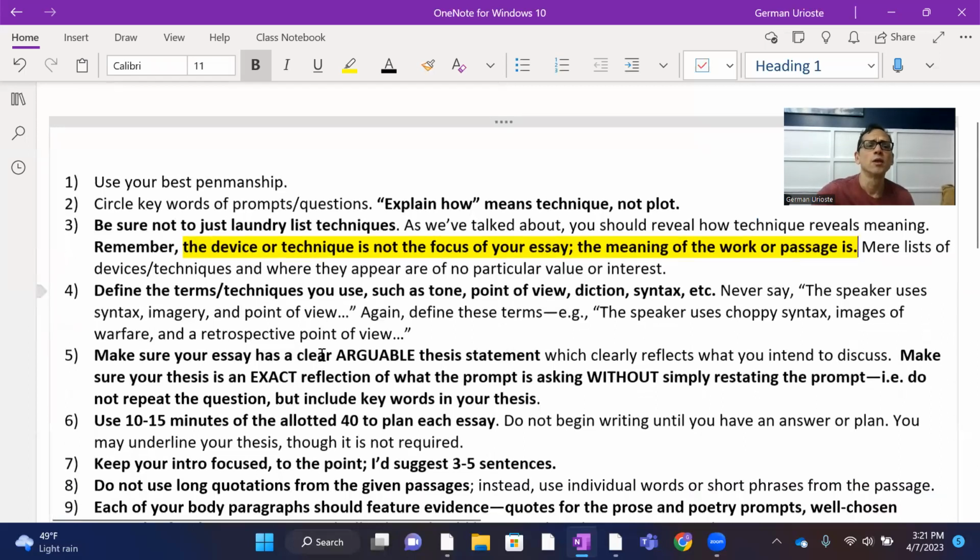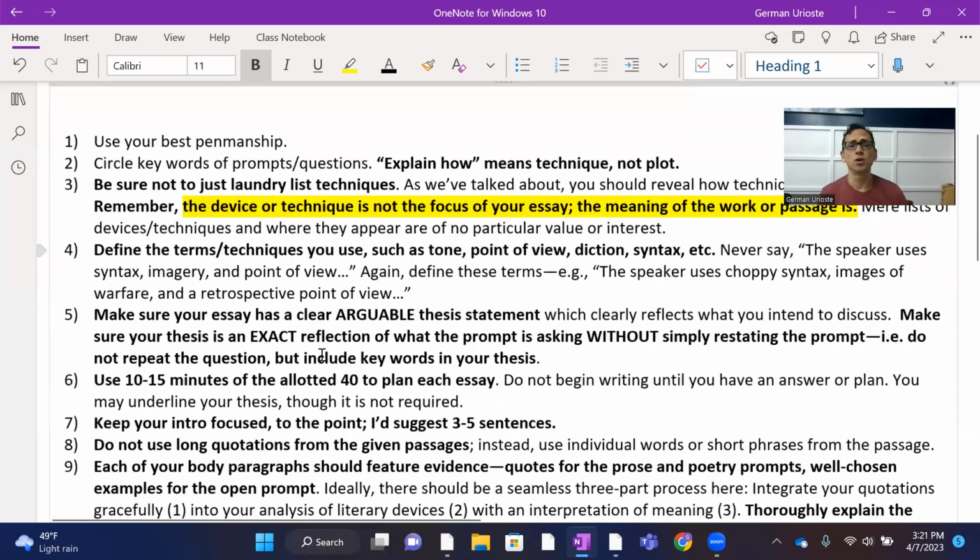Number 4, you've heard this before. Define the terms you use, such as tone, point of view, diction, syntax, rather than saying the speaker uses syntax, imagery, and point of view. That's not saying anything, really. Define the terms. Choppy syntax, images of warfare, a retrospective point of view, or a first-person point of view, right? Or a third-person point of view, whatever it might be, right?